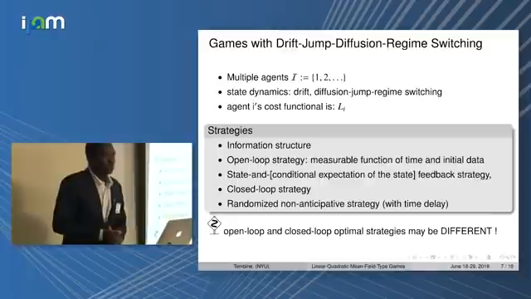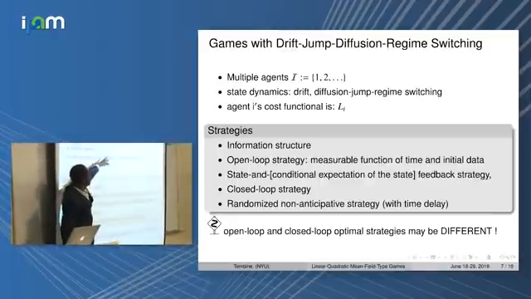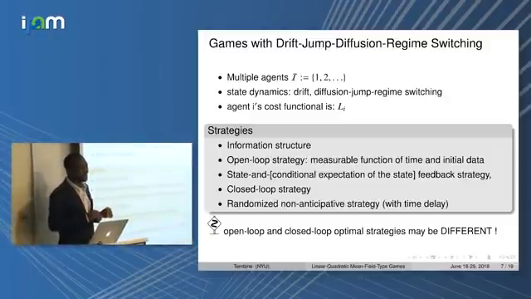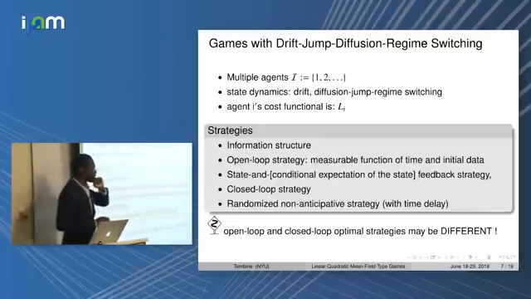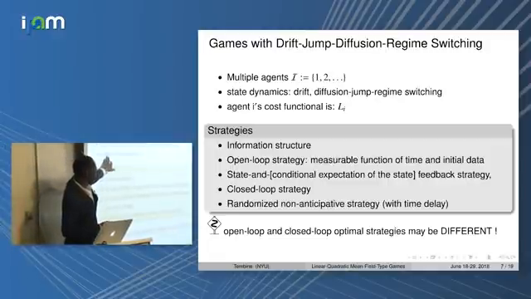Okay? So we'll consider a certain number of agents. This is the set of agents, 1, 2, 3. Well, to be honest, we'll have 4, 5. We don't go larger than 5. The drift, diffusion, and regime switching will be considered later on. The loss function will be relatively general, but quadratic, at most quadratic.